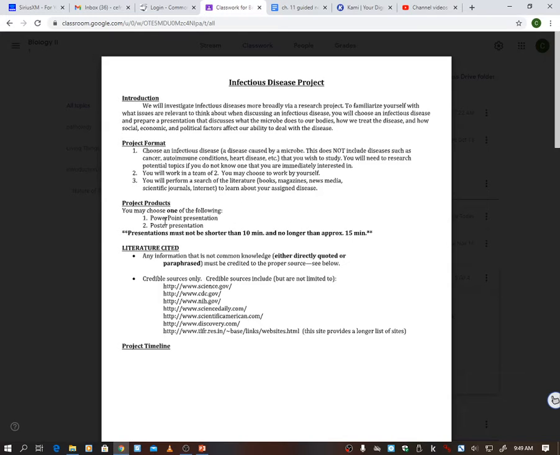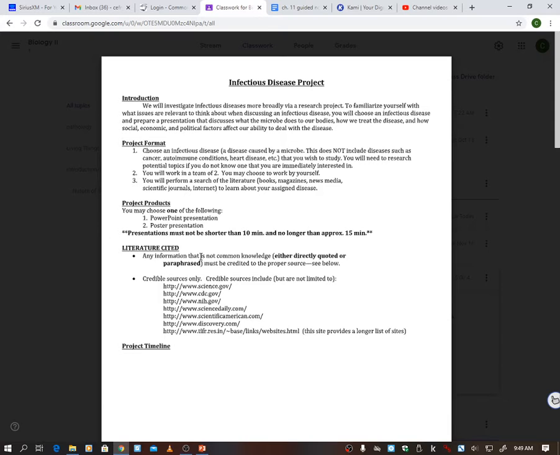The project products. You may choose one of the following: PowerPoint presentation or a poster presentation. I really, really prefer that you guys do just a Google Slides, because that's going to be so much easier. I used to let people do posters in chemistry and biology, and I found that kids would push it off and not get it done, unlike the kids that were in here working on a PowerPoint.